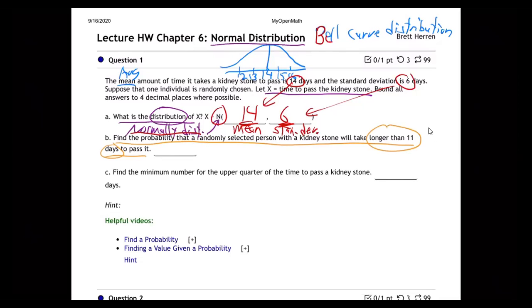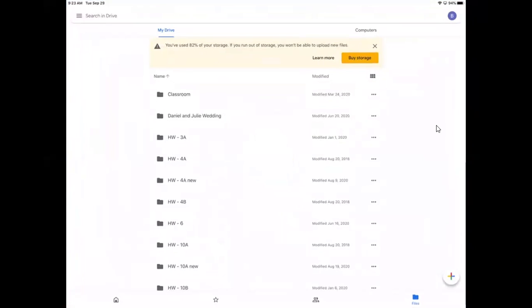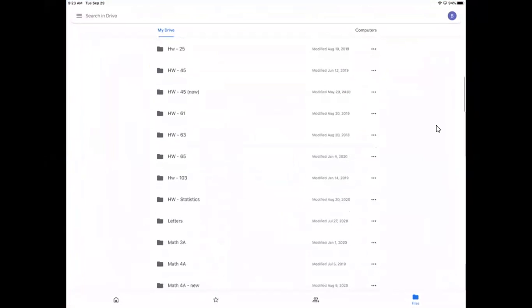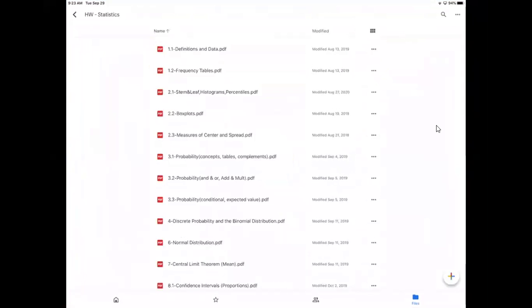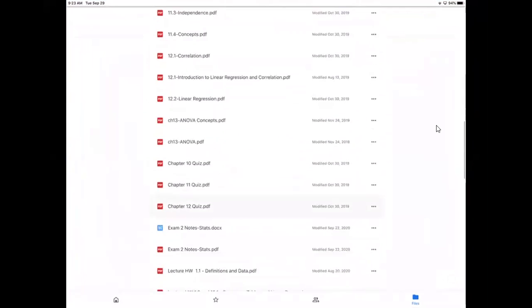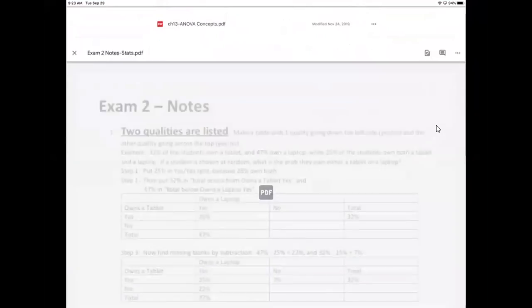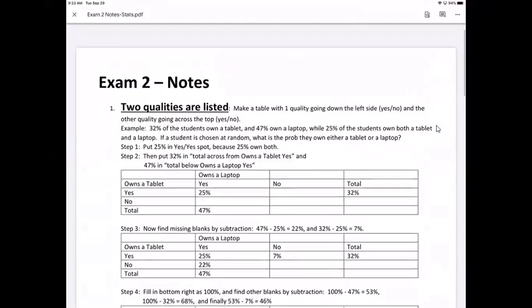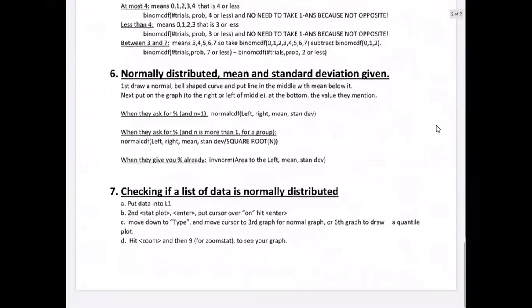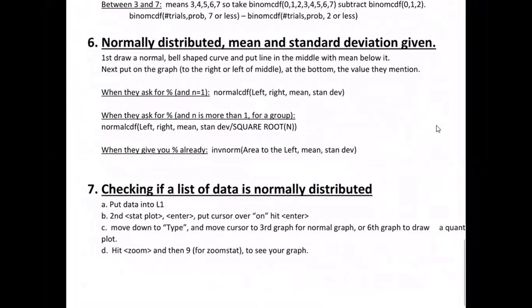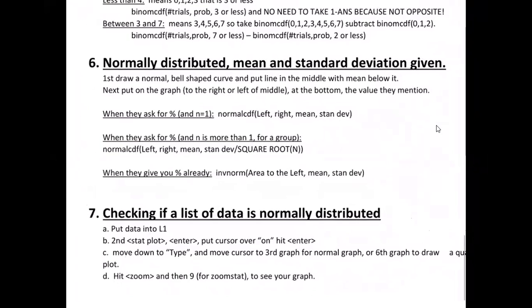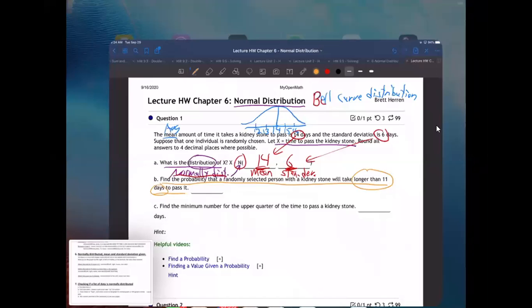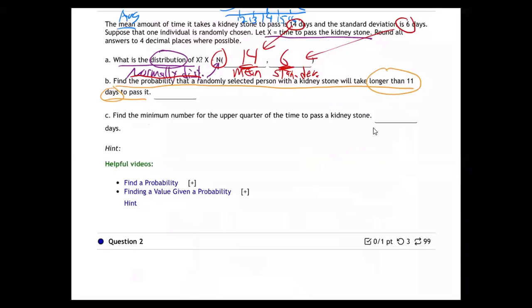Well, let's go to the notes. Let me go over here to our notes. Our exam 2 notes should have all the information we need. There we go. So I'm looking at the exam 2 notes, and coming on down, there it is, number 6. See how it says normally distributed? Let me take a picture of that. I'll move it back over to the program I can write on and put it here for you.